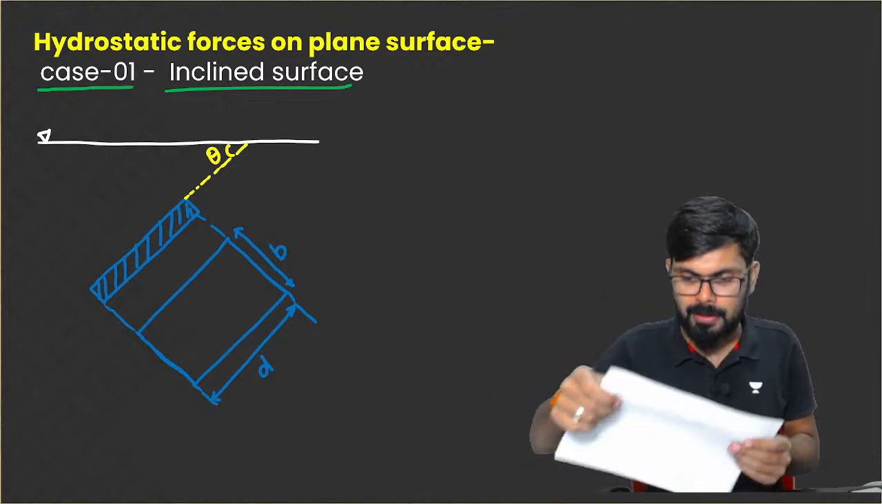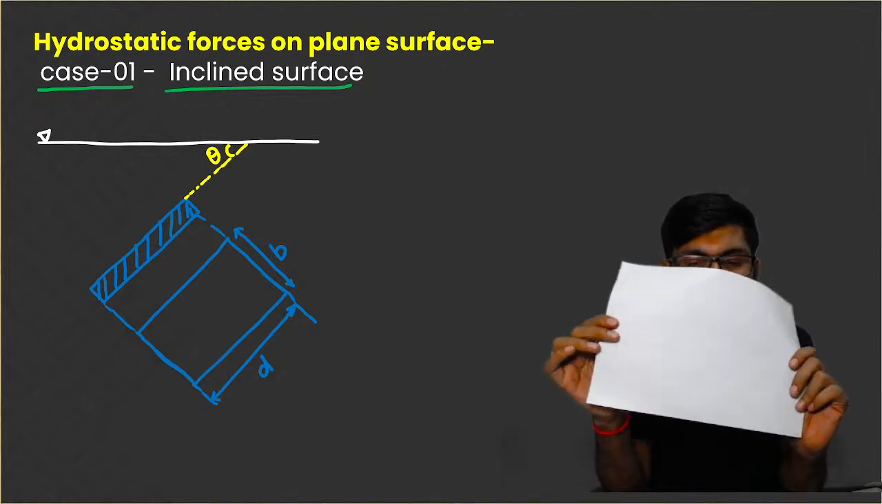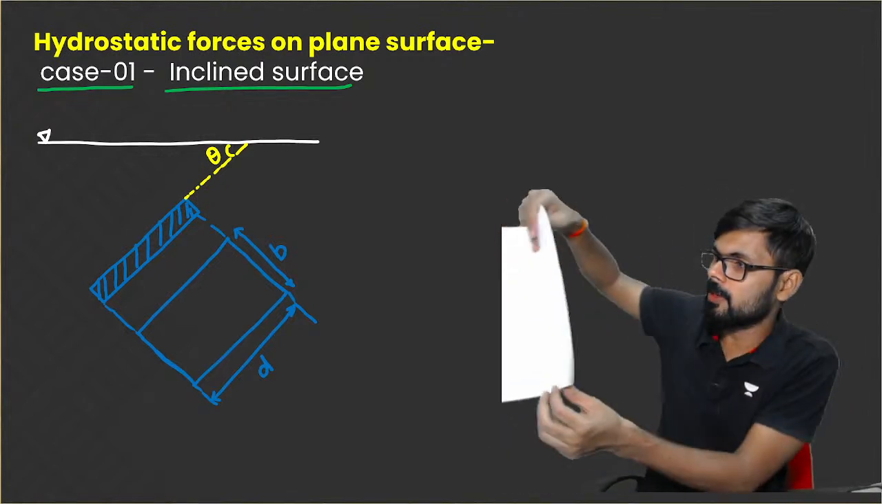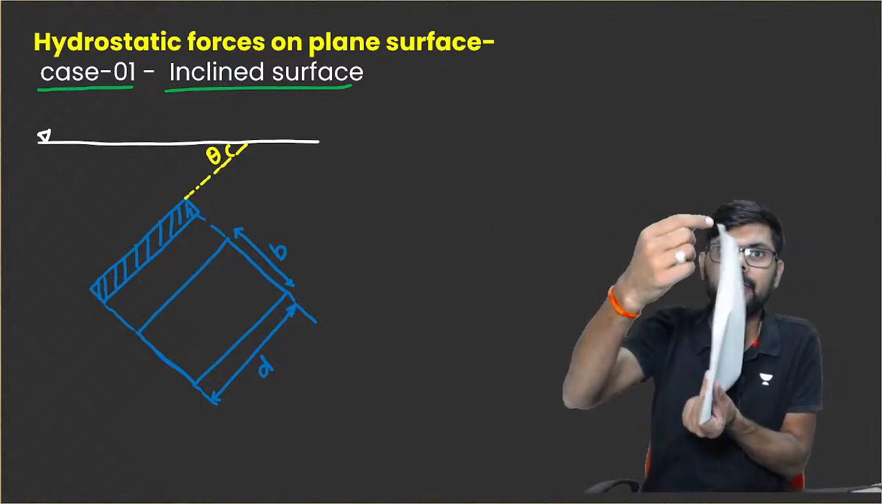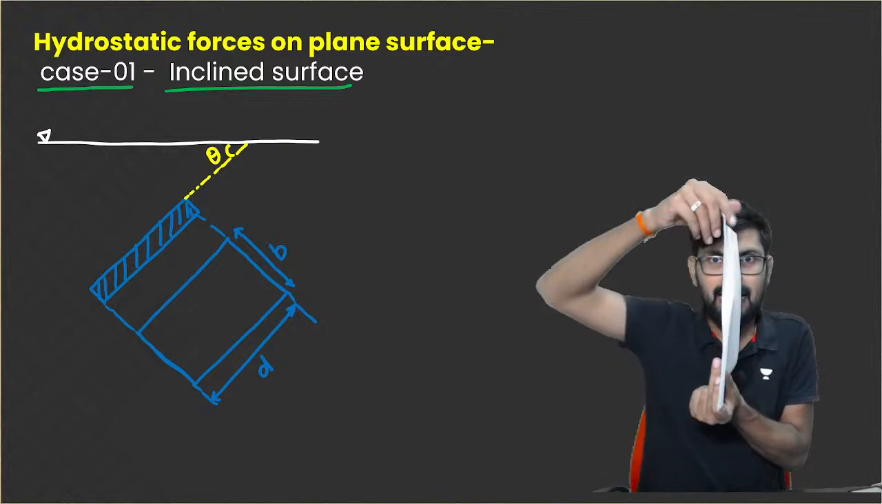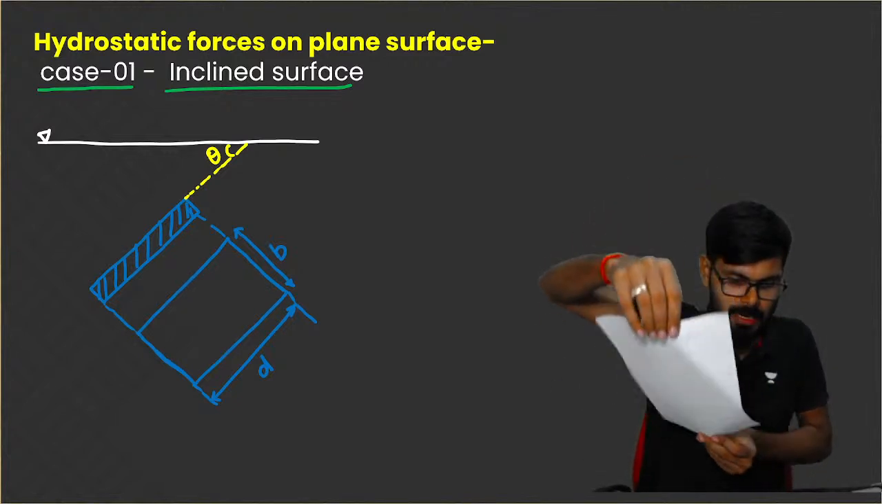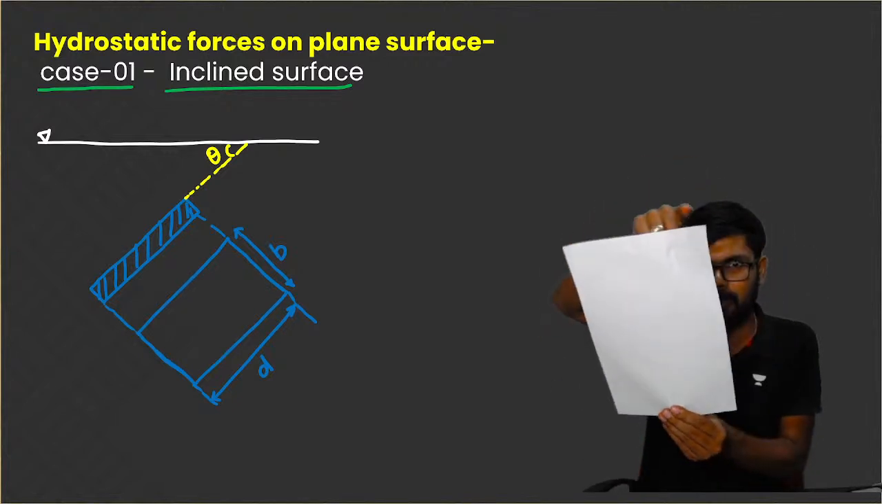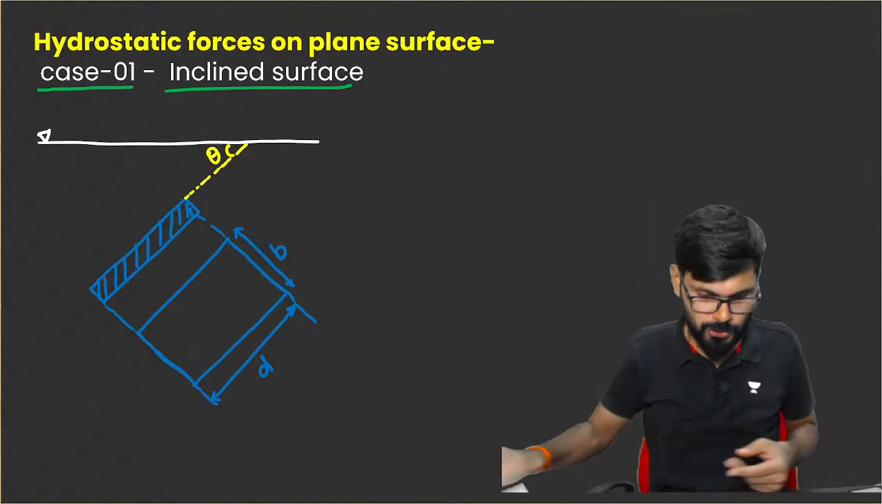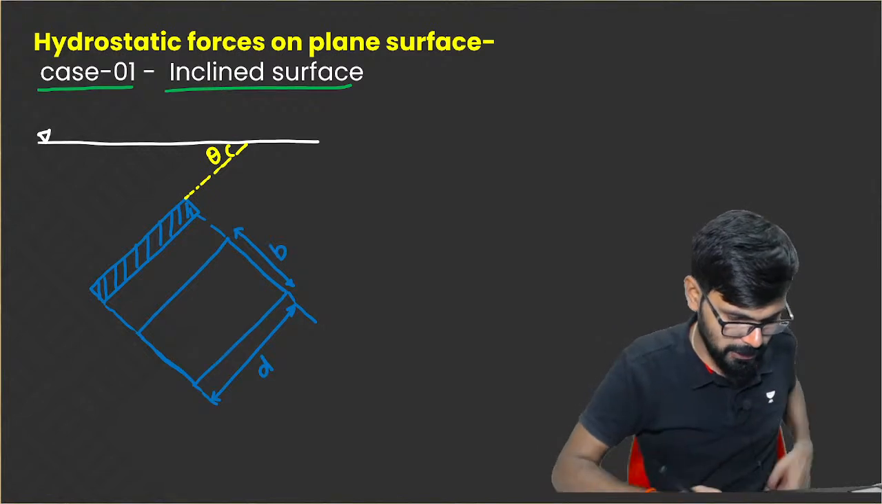Suppose this is, let's say, a plate. This is basically a plate, right? Now I'm showing it like this. If you see it like this, then you are seeing one line. This is a line, and the cross section is this one. So this is width B and this is D, basically, right? Okay. So this is a surface.